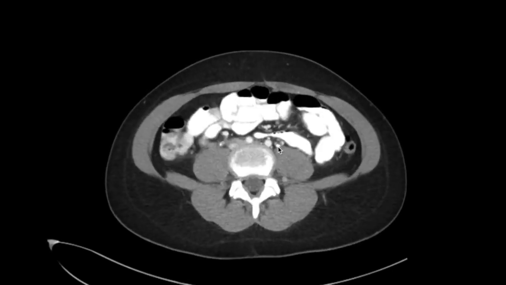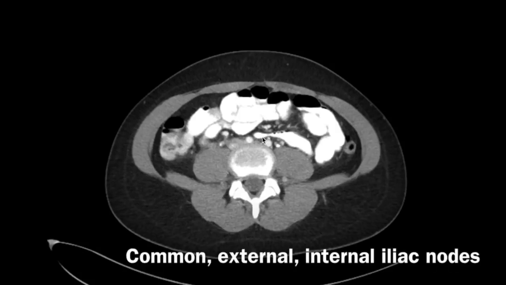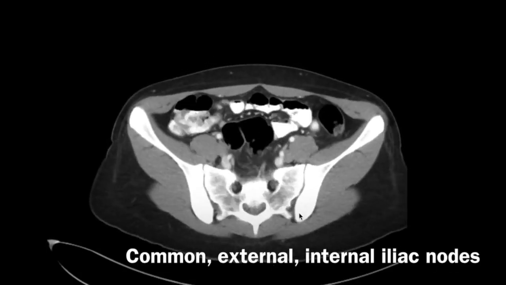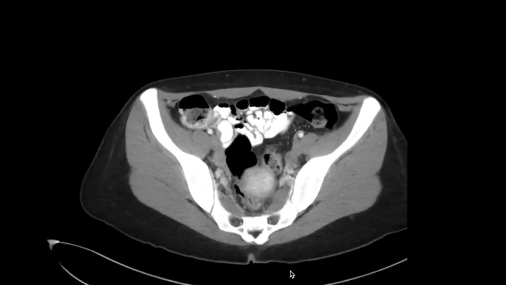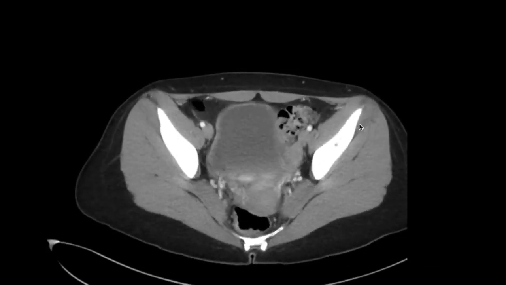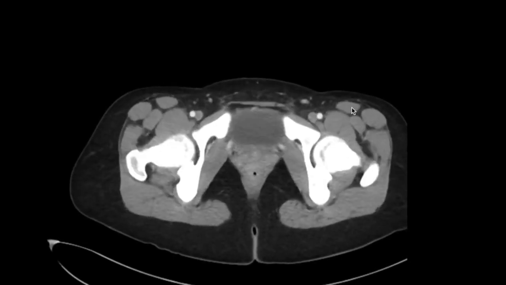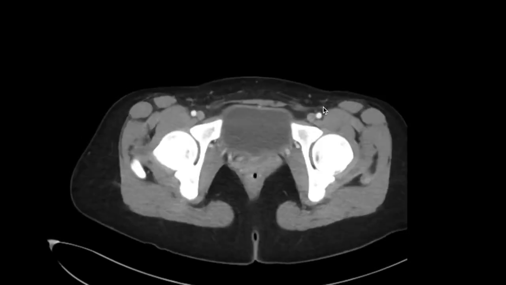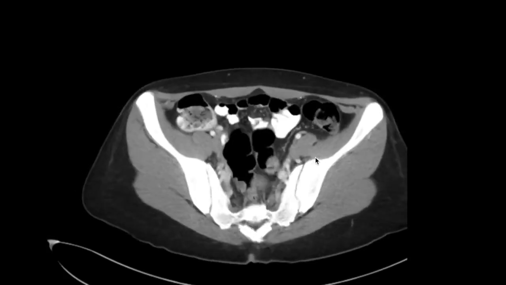Inferiorly, we call the nodes as the arteries that they follow along. So we have common iliac nodes here. We have external iliac nodes and internal iliac nodes. And then out here, we have several small normal inguinal nodes. Well, we're down here in the pelvis.